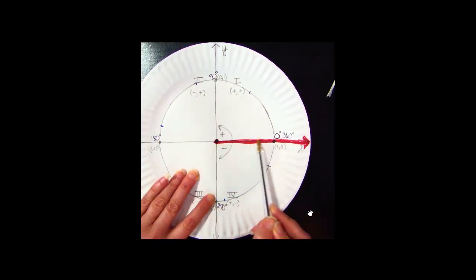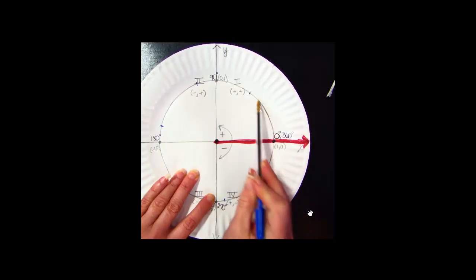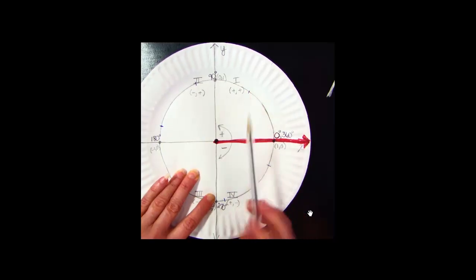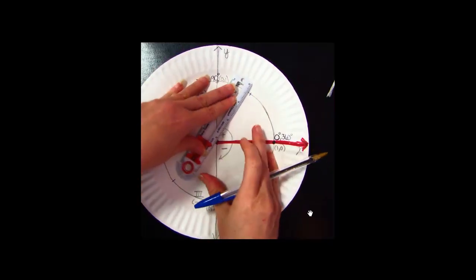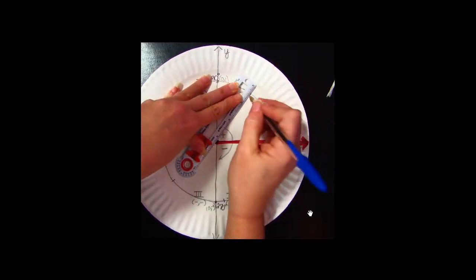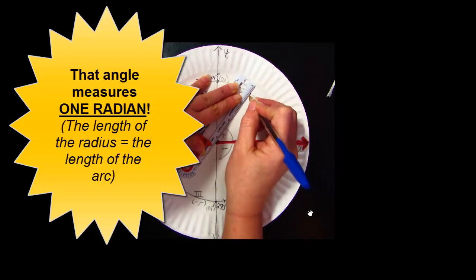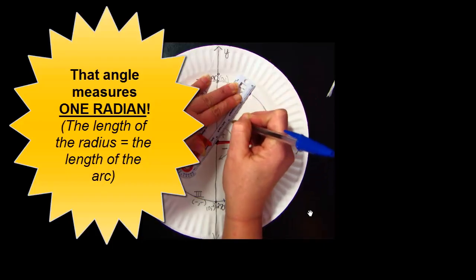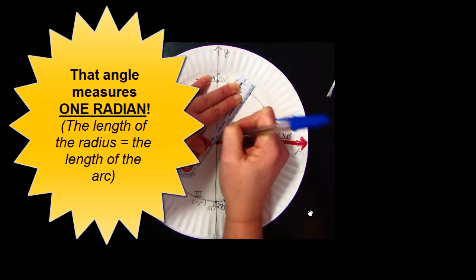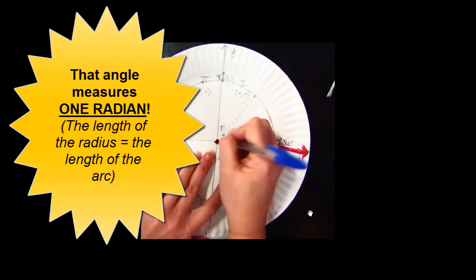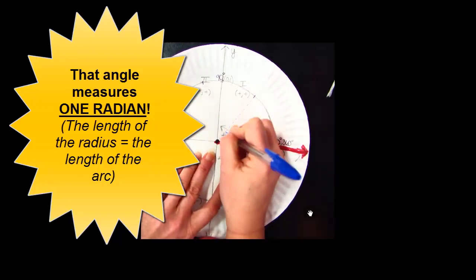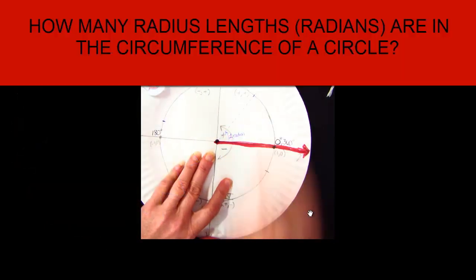So I took my radius length, measured it on a string, and measured an arc of the same length with the string. So I've just created an angle whose measure is 1 radian. Again, it's just another way of measuring an angle. It's just another unit, like inches to centimeters, degrees to radians. It's the same idea. Take your 1 radian angle and label it on your plate, like I did.